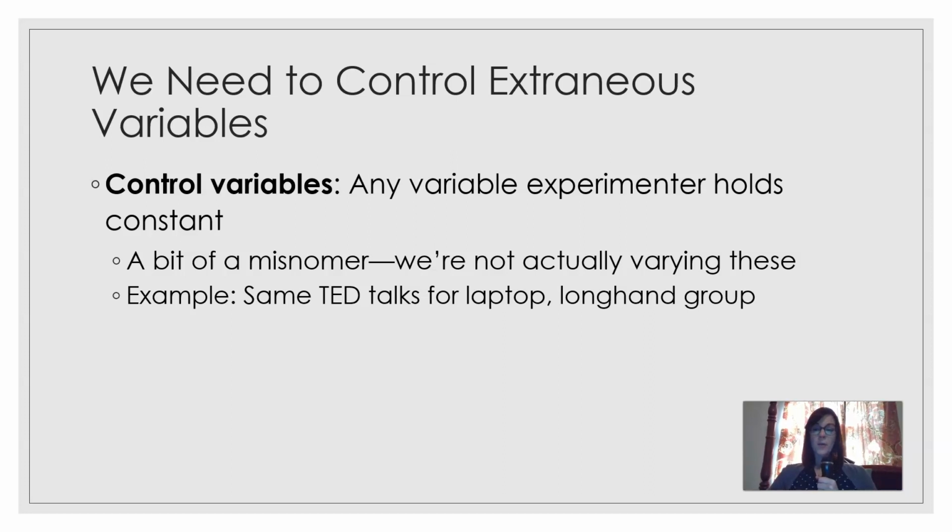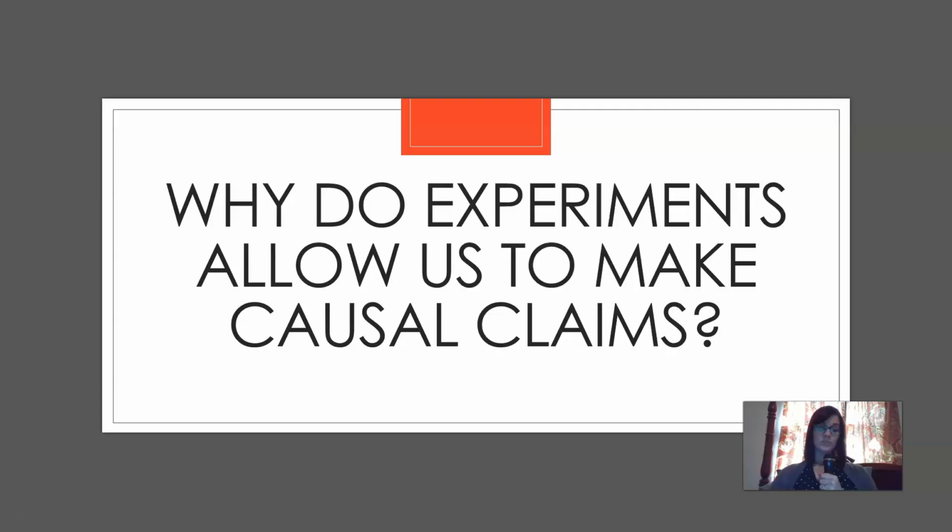So, for example, regardless of what note-taking group you're in, everybody gets the same TED Talk. Regardless of what bowl condition you're put into, everybody gets the same type of pasta. So we need to keep those controlled because we want to make sure that it's only the independent variable that's causing a change in our dependent variable.